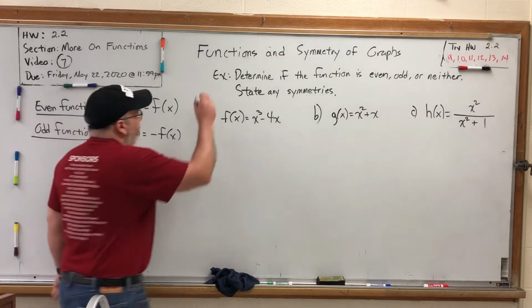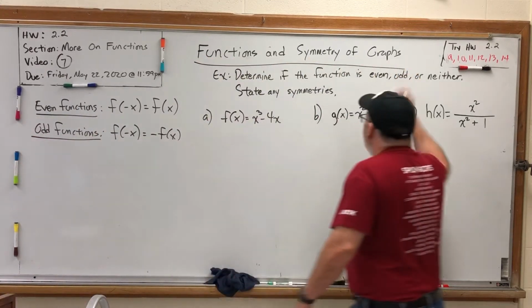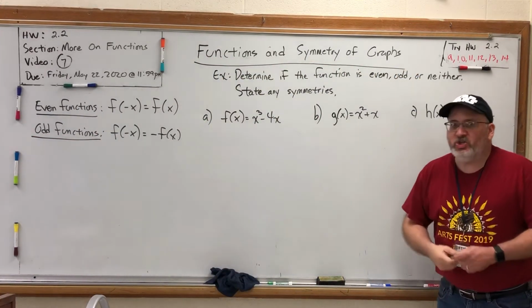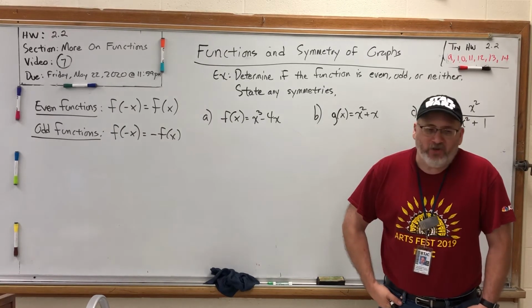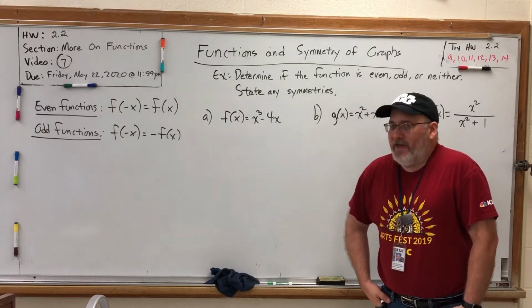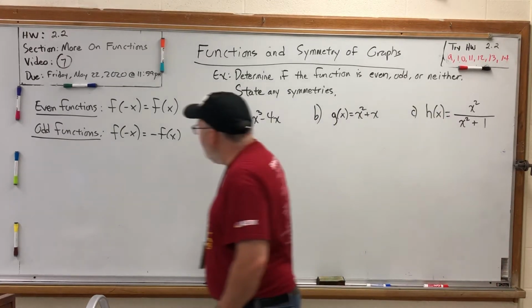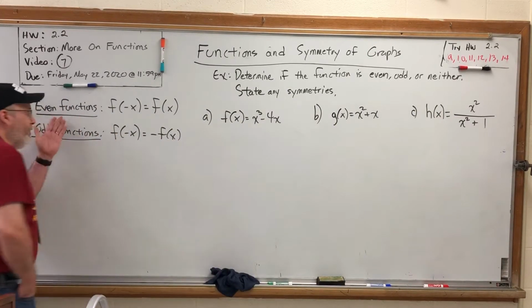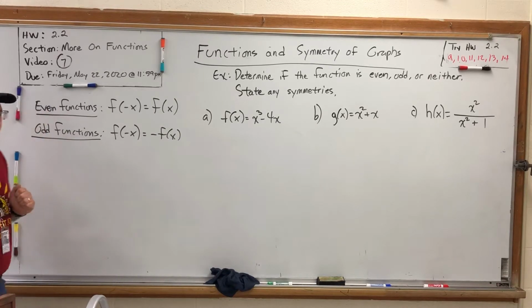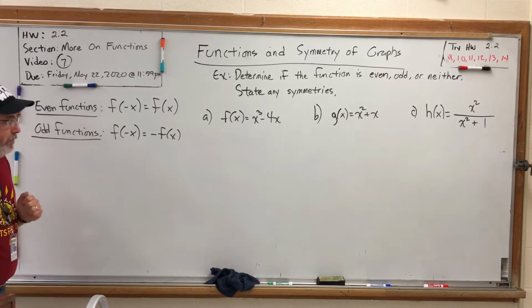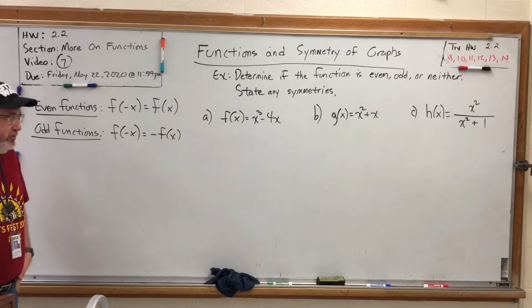In the previous video, we discussed how to analyze a function to see if its graph would have y-axis symmetry or origin symmetry. And in the midst of that, we defined two types of functions. One was called an even function, one was called an odd function. There's a reason the adjectives even and odd are chosen here. Hopefully I'll allude to that as we go through these examples.